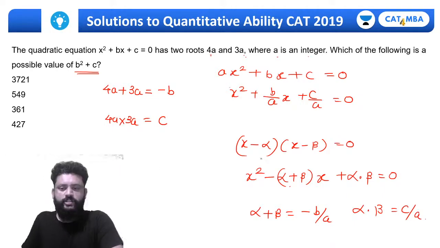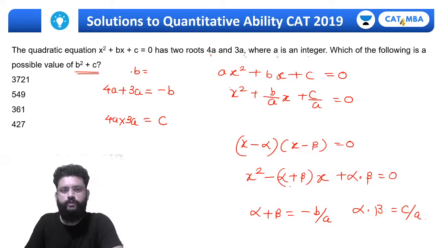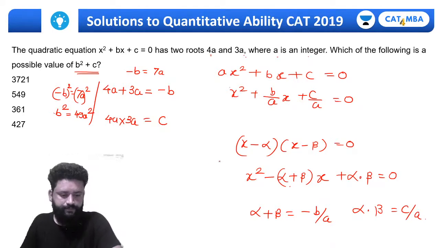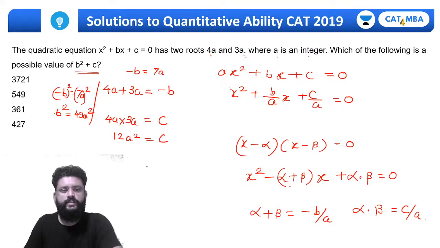So this is an easy question if you look at this now, because b का value हमें मिल गया, 7a. b is equal to 7a. So if I do b square, it will be 7a square, that is nothing but b square. b square will be 7a bracket square, that is 49a square. Then this is 12a square equal to c.